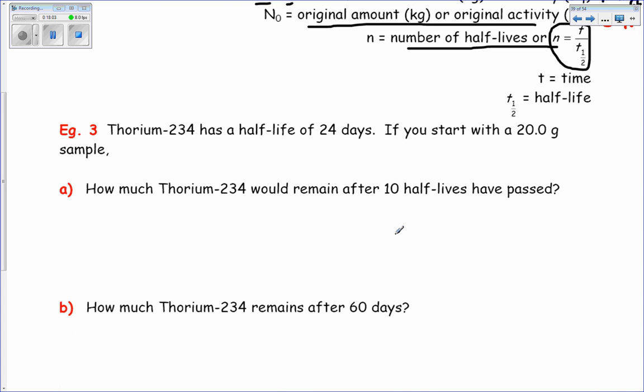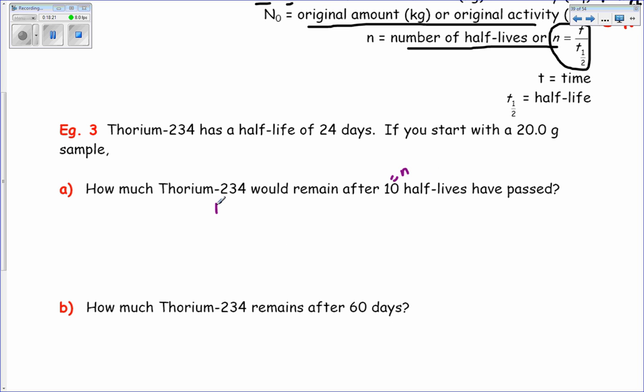Thorium-234 has a half-life of 24 days. If we start with a 20-gram sample, how much thorium is going to remain after 10 half-lives have passed? So this is 10 half-lives, that's your n, right? Because what that means is that time divided by half-life is 10. So it's a whole number of half-lives there.